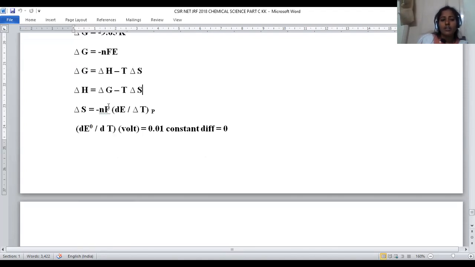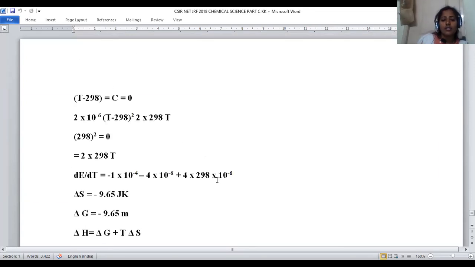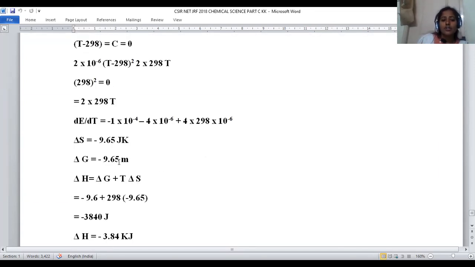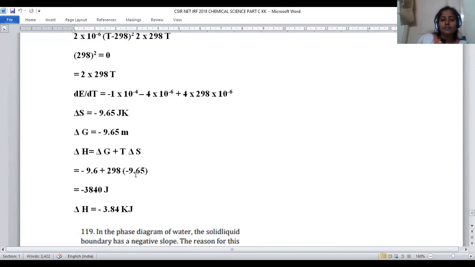So this n value is 1 only. Faraday is equal to 96,500, and the dE by dT value is also given here. When we substitute all the values, delta S is calculated as minus 9.65 joules per Kelvin, right? So delta S is completed. Next is about delta H. Delta H is equal to delta G plus T delta S.